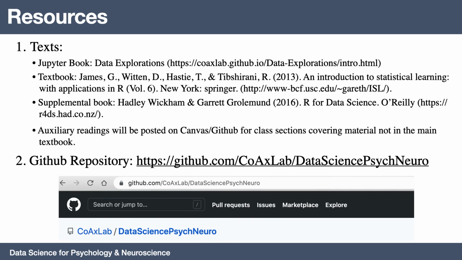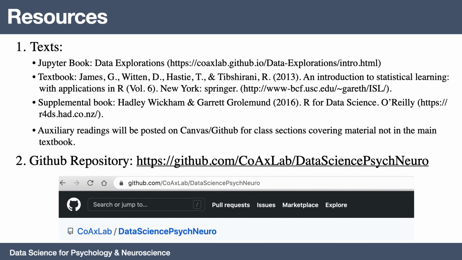Okay, the resources for this class are pretty straightforward. There's a Jupyter book, which has been written over the past few years by myself and previous teaching assistants in the class. It's called Data Explorations. You can see the URL up there. We also have a link to this in the syllabus. The only required textbook right now is James et al., An Introduction to Statistical Learning with Applications in R. I'm going off the 6th volume, but they're all pretty similar.